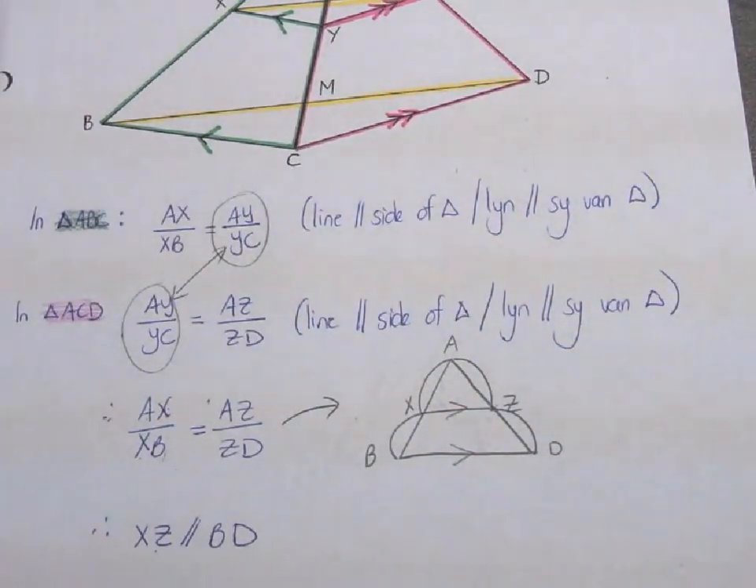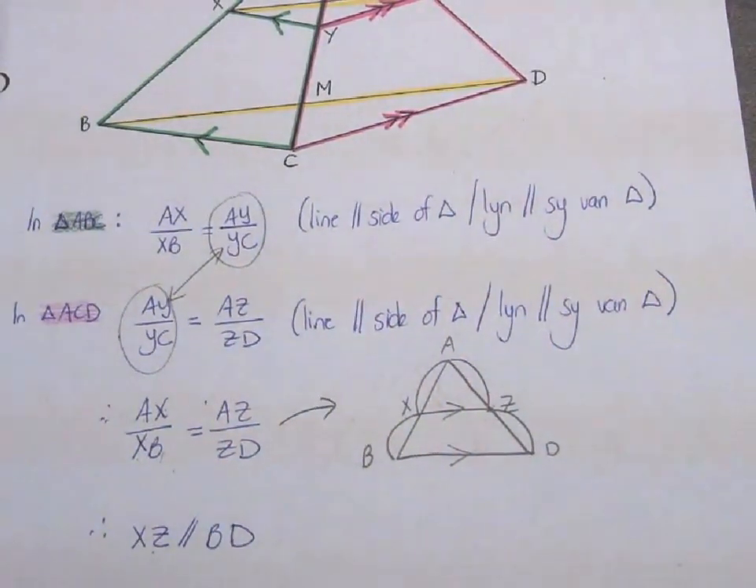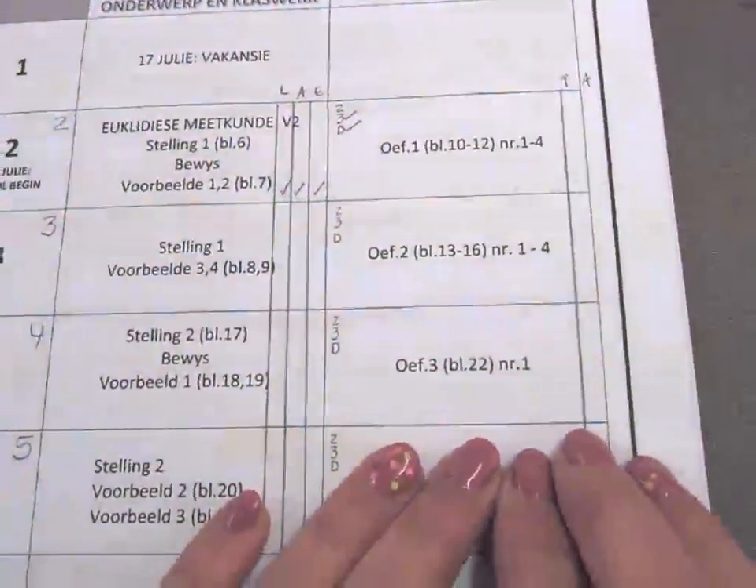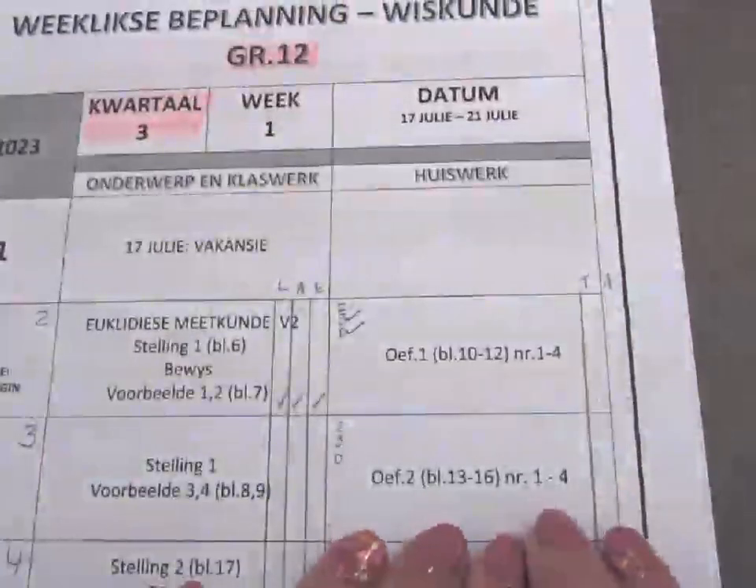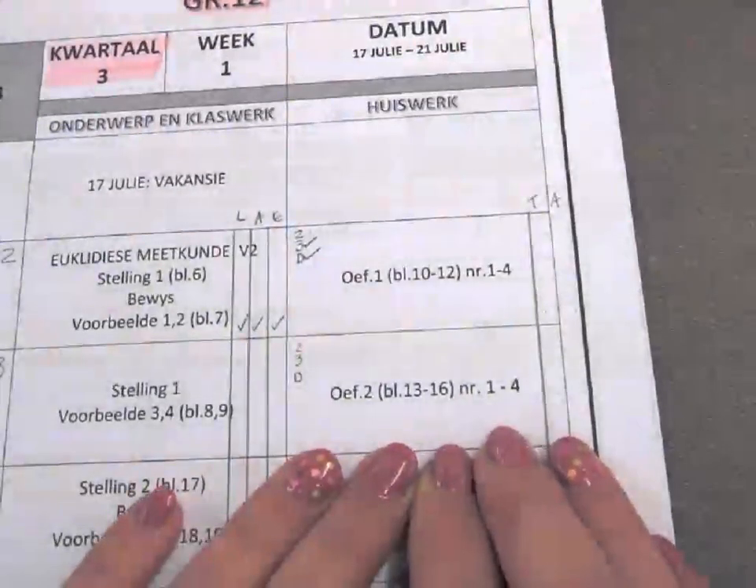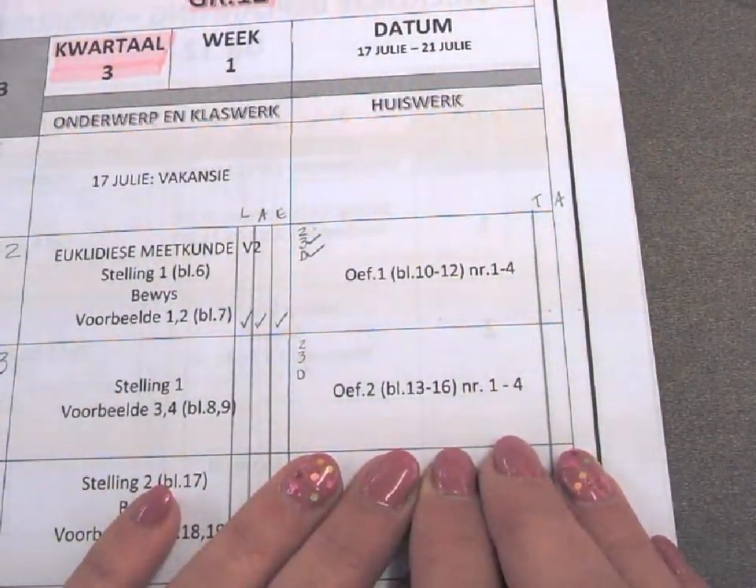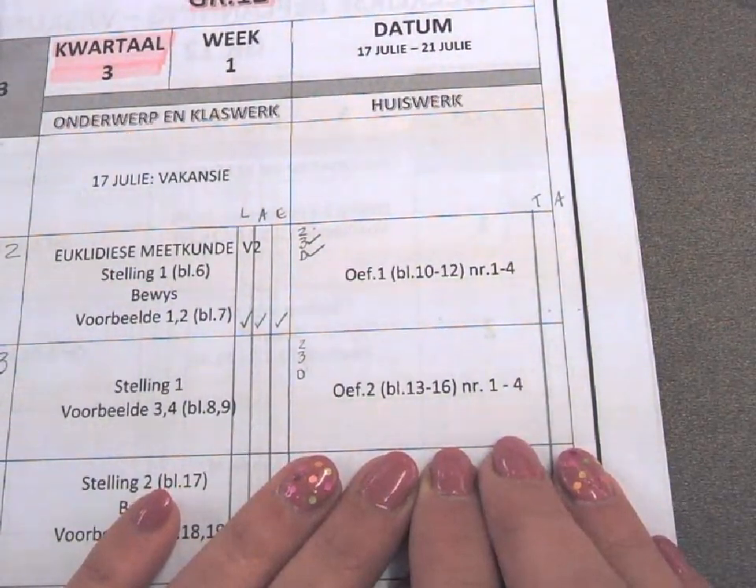Right, that was example 4. Your homework for tomorrow, for Sunday afternoon, is exercise 2, pages 13 to 16, numbers 1 to 4.